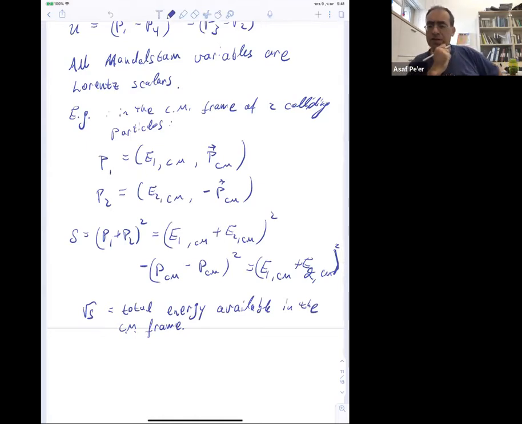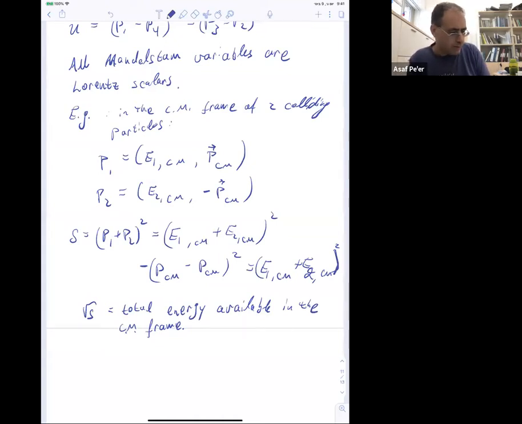Okay, so you'll see that if you hear a talk by a particle physicist, they tell you, okay, I'm describing this experiment. You often see this: what was the S? What is the square root of S? This just gives the energy available for the interaction.